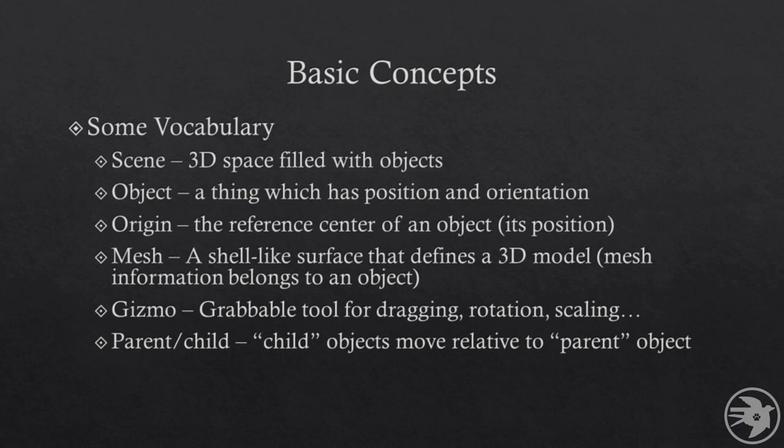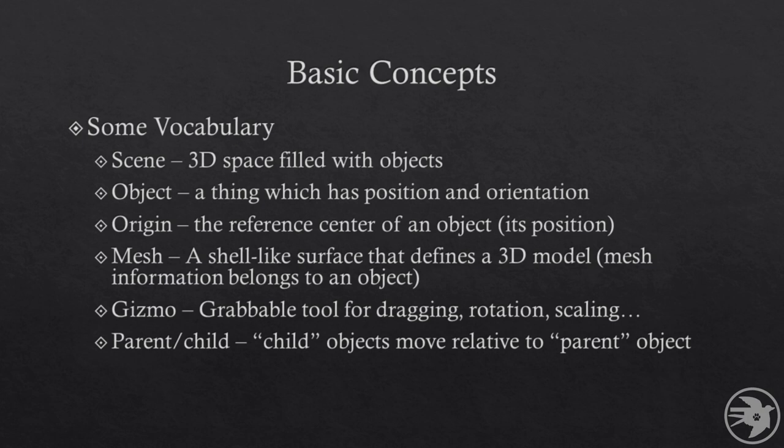An object specifically is anything which has position and orientation in the world. That can be something like a model or a lamp or a camera. The origin is the reference point or center of an object. It's the 0, 0, 0 point where you measure all the geometry from.